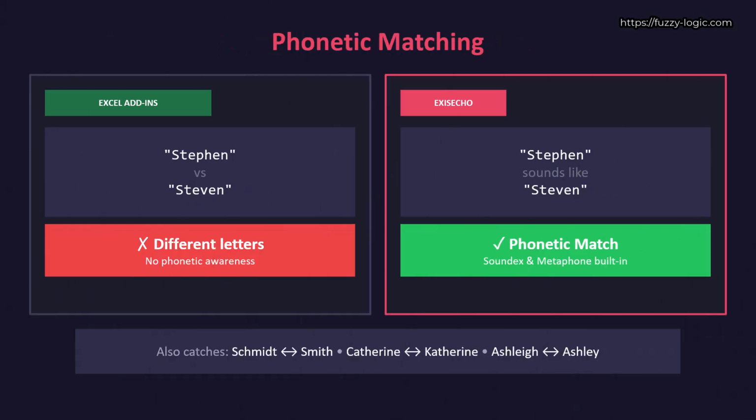Phonetic matching. Stephen with a PH and Stephen with a V. They sound the same. Add-ins miss it. ExisEcho catches it with a built-in Soundex and Metaphone.